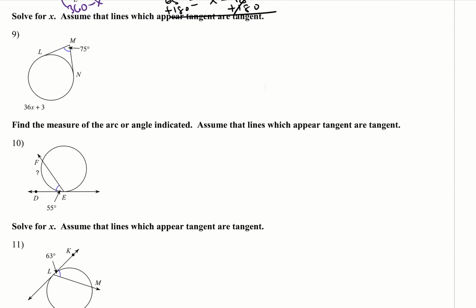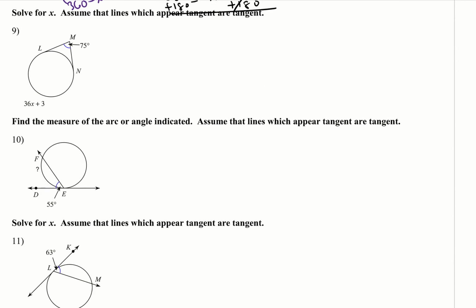All right, so for number 9, assume that lines which appear tangent. So we got two tangents again, just like before. They appear to be tangents, so we'll assume they're tangents. And we know this angle, again, just like before, you take the difference of the intercepted arcs. That one minus that one. This time we know what it is in terms of x, 36x plus 3.